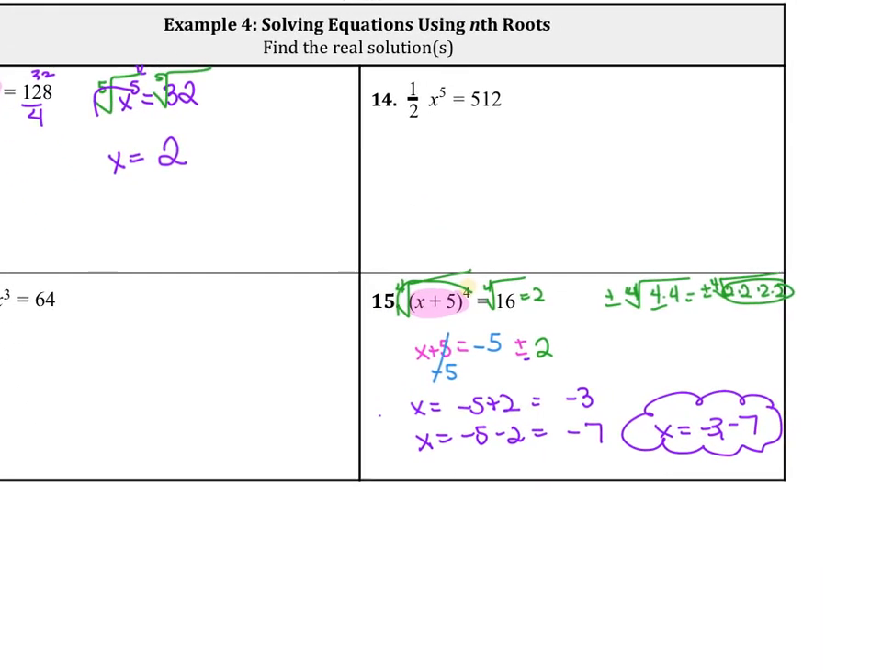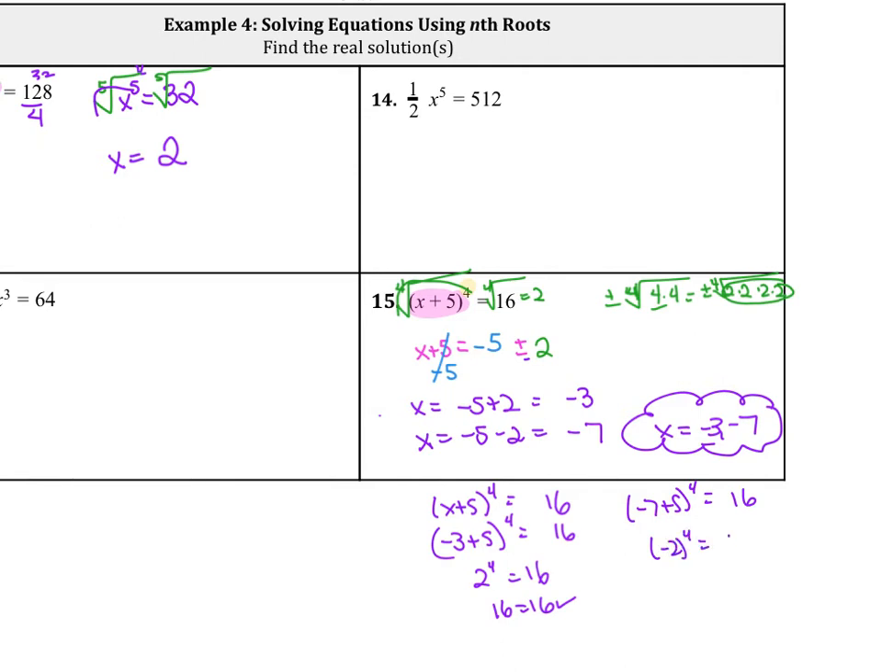Then you can always check it to see if it's true. We could plug it in. We have x plus 5 to the fourth power equals 16, and we can plug these in. Negative 3 plus 5 is 2 to the fourth power, and 2 to the fourth power is definitely 16. Plugging in negative 7: negative 7 plus 5 is negative 2 to the fourth power, which is still a positive 16, which is true. So you can always check by substituting back in.